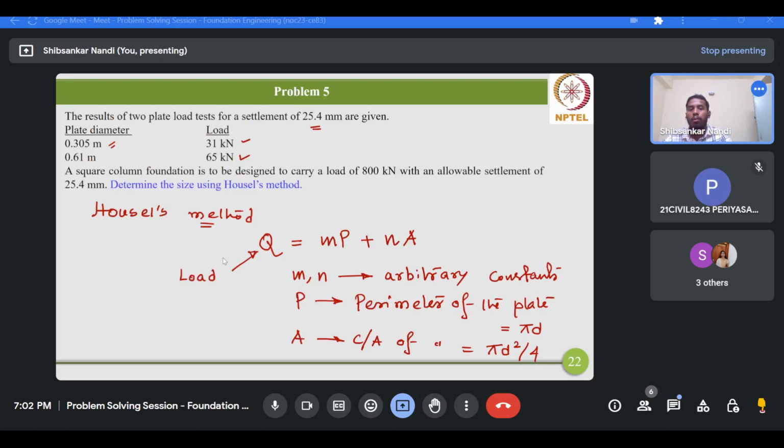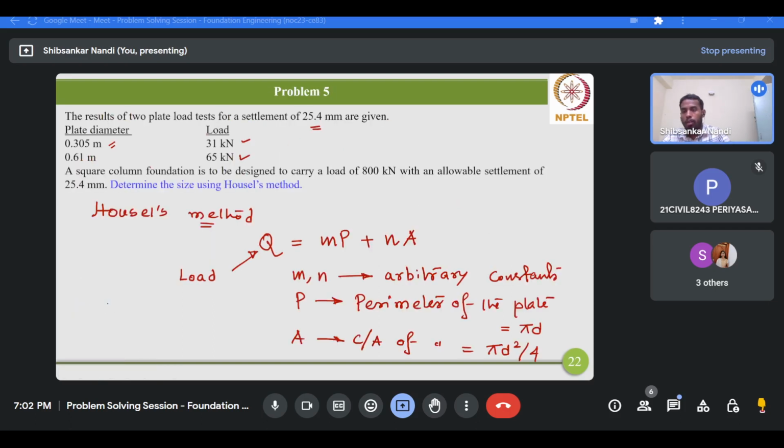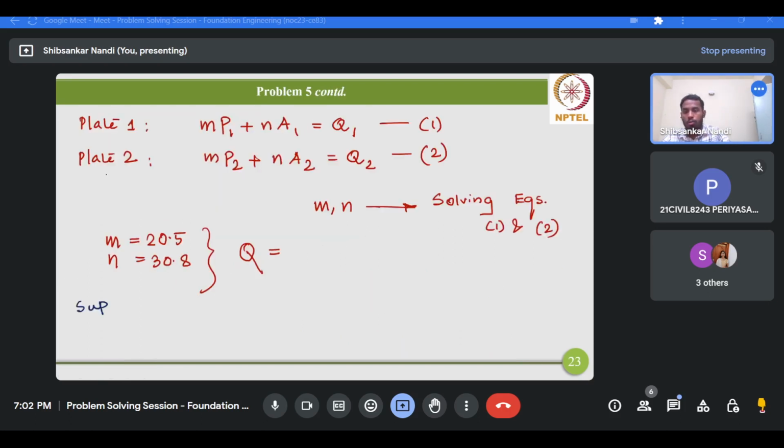carry a load of 800 kilonewton and with an allowable settlement of 25 mm. Now since you know the load against which the column foundation should be designed, what would be the area then? First of all you can calculate the load. Since this is a square column foundation, the size of the footing we are taking as b.